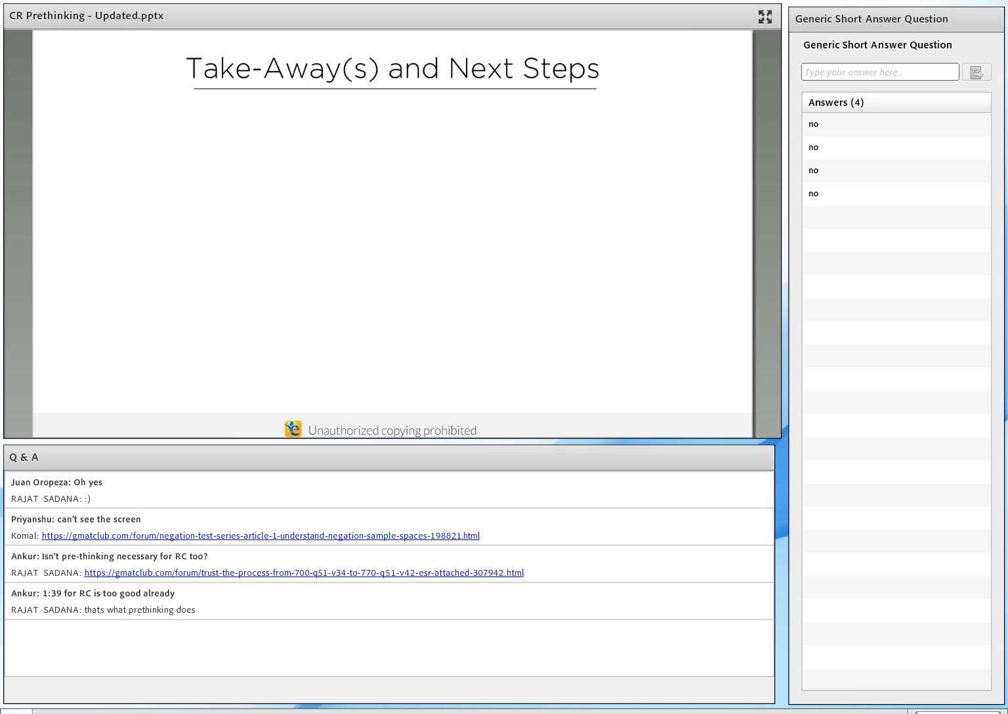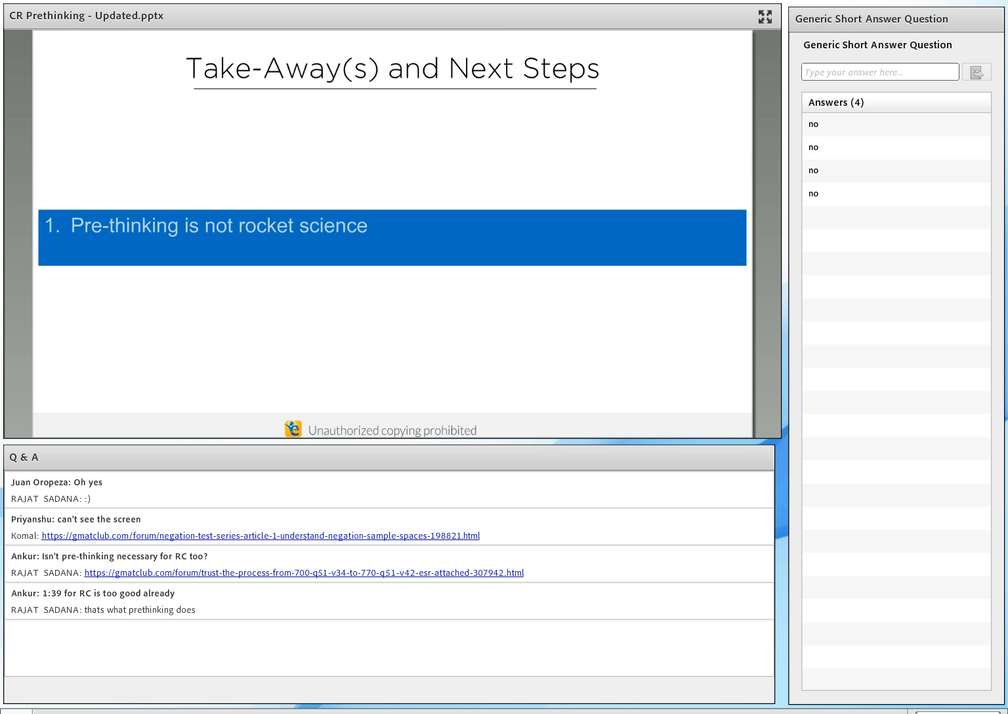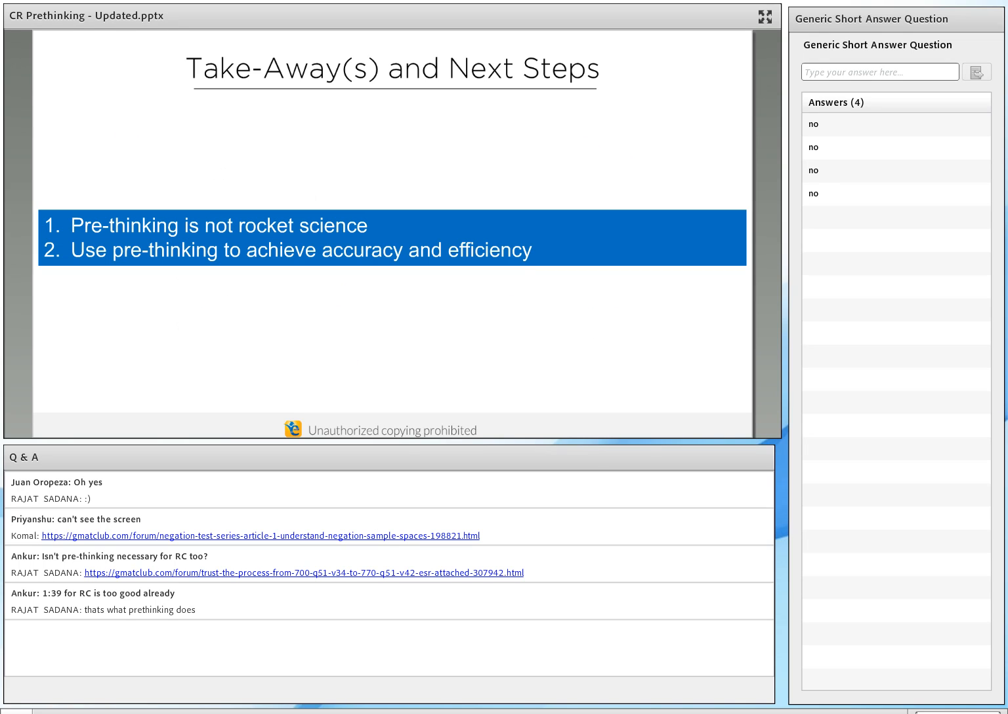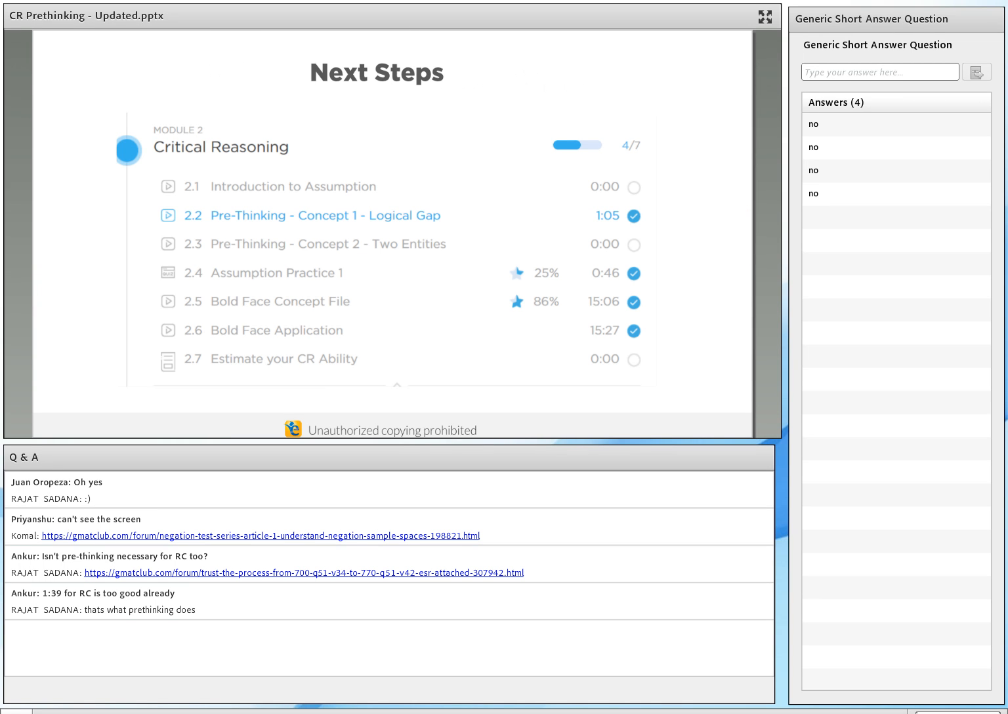So let's see where do we go from here. One thing that I want to make sure you understand is pre-thinking is a process. It's not rocket science. You understand the argument, you create the falsification question, you're able to do pre-thinking. Okay. The second thing is if you use pre-thinking, you can achieve really high accuracy. You can solve those difficult questions properly. Okay. Now, what are the next steps that you need to do?